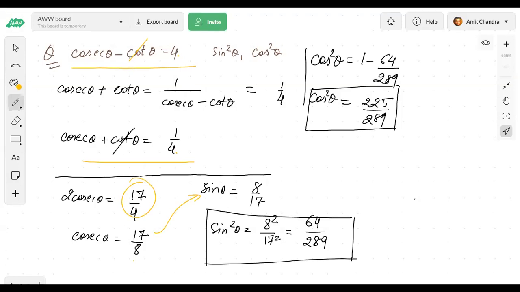Okay? Siddheshwar, yeah. That's why I just realized that instead of plus I have made minus here. Okay? Just check this.